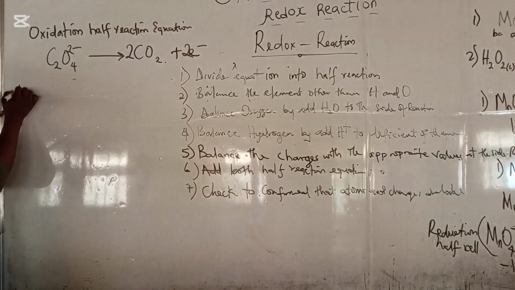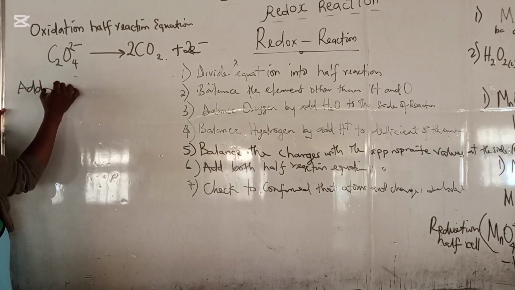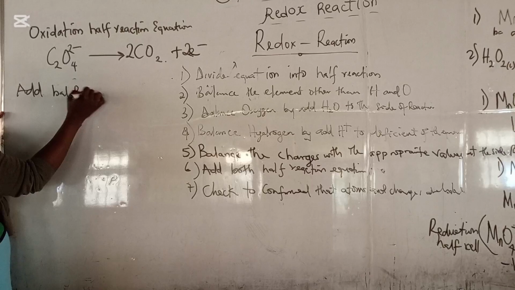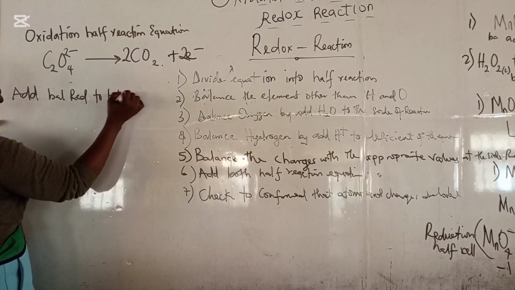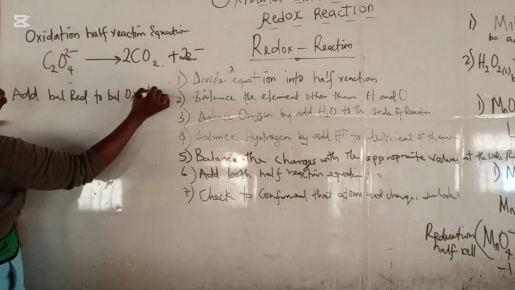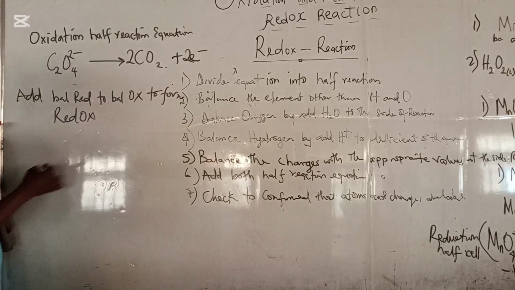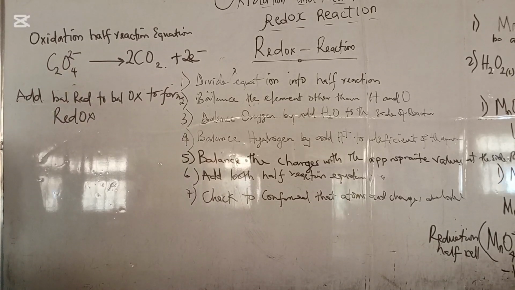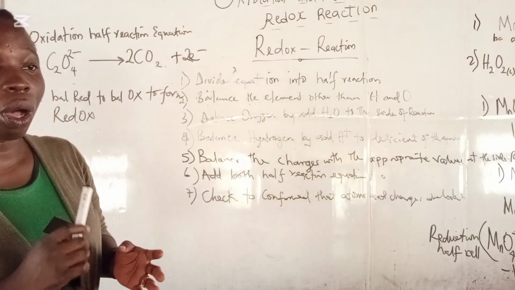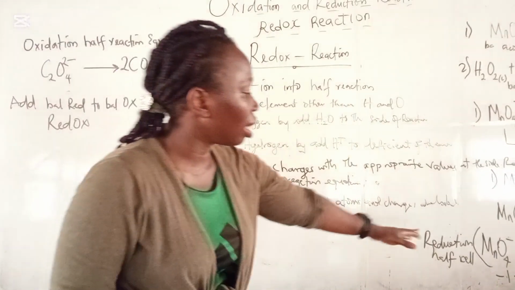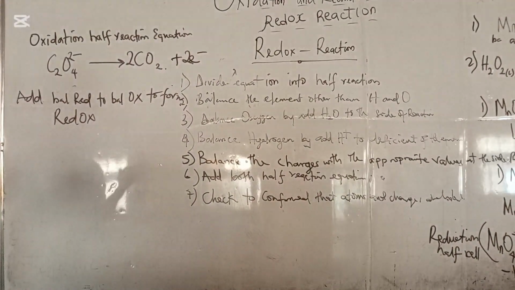So the next step is to add the balanced reduction half reaction to the balanced oxidation half reaction, to form your redox reaction. And how do you add? You add product to product, reactant to what? Reactant. All the reactants in the reduction half cell, add it to the reactant in the oxidation half cell.